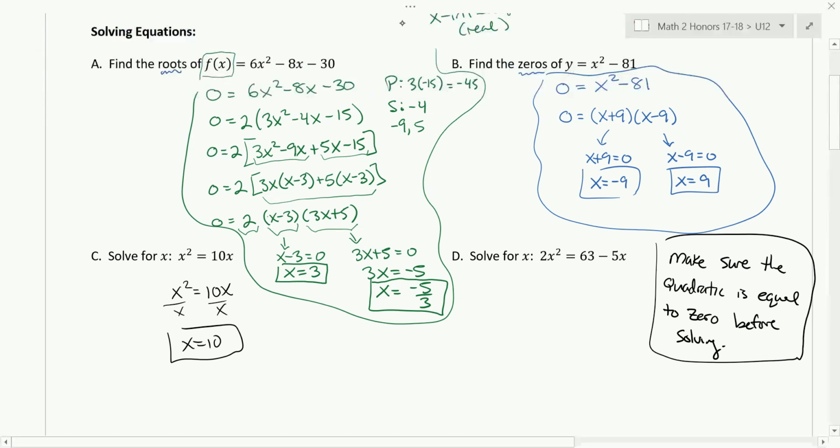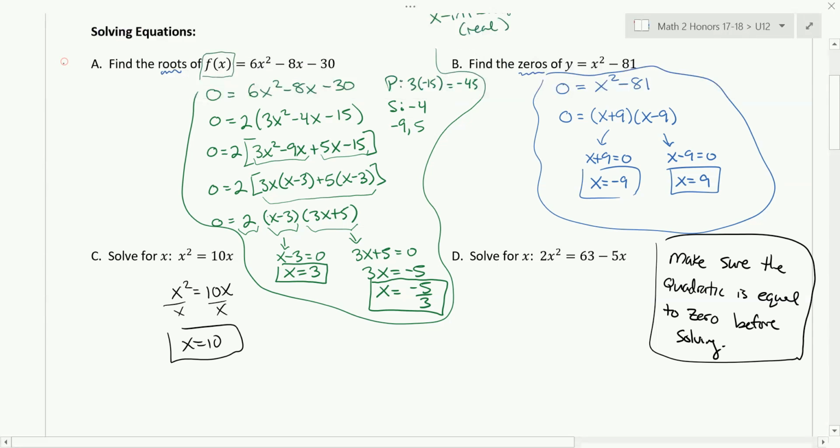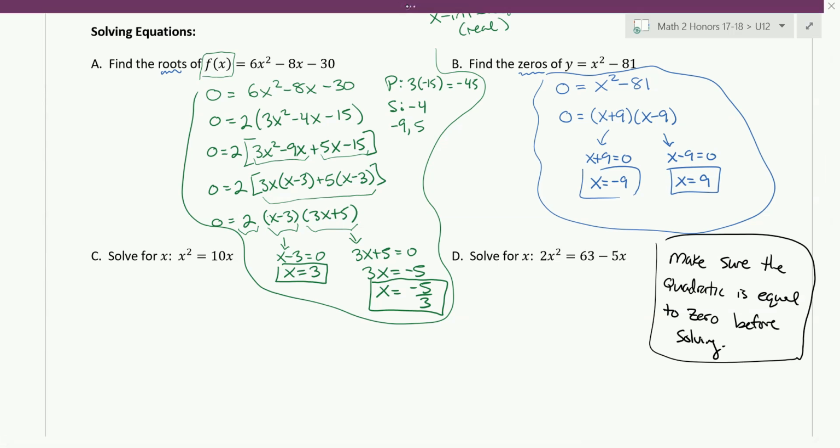So here's a hint. When can you divide by x? If x is not 0, right? Because you can't divide by 0. So if x is not 0, then 10's your answer. But x could be 0 as well. And if you plug in 0, you get 0 equals 0, and that's your other answer. So to catch both answers, do what I said. Make it equal to 0 first.